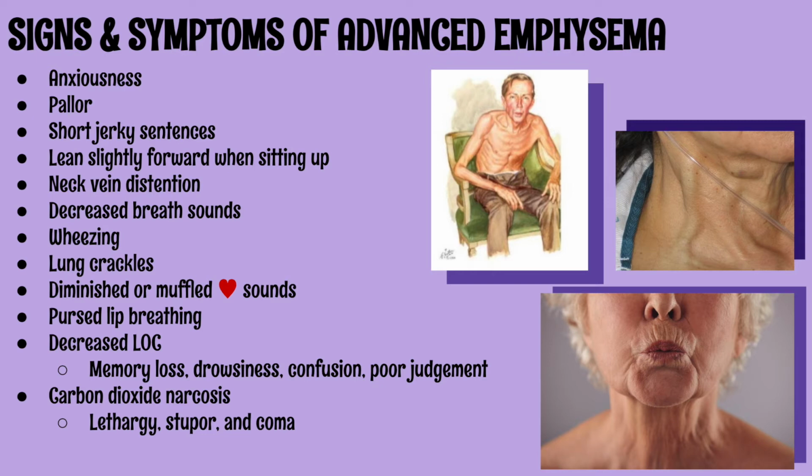And this decrease in level of cognition pretty much stems from the low amount of oxygen that's reaching the brain. Now, advanced emphysema can also cause a condition called carbon dioxide narcosis. This happens when there's a toxic amount of CO2 pooling around in the patient's blood. Carbon dioxide narcosis can cause lethargy, stupor, and coma.